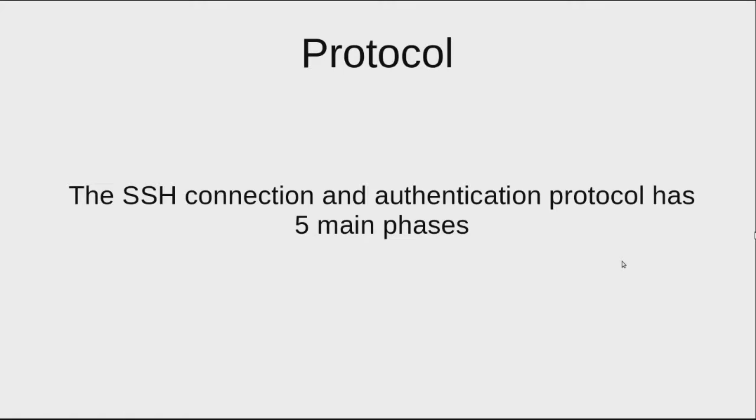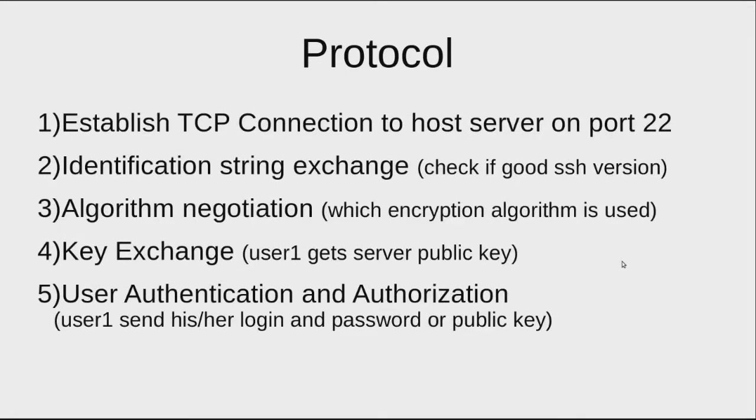The protocol for the connection and authentication used by SSH has 5 main phases. First, a TCP connection is established between the client and the server. The client connects to port 22 of the server.